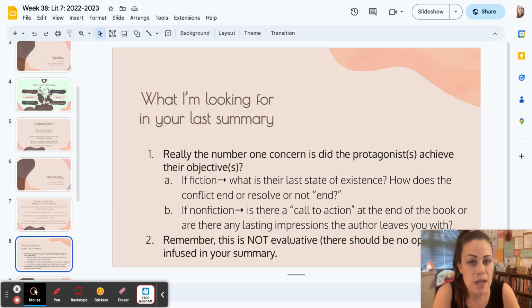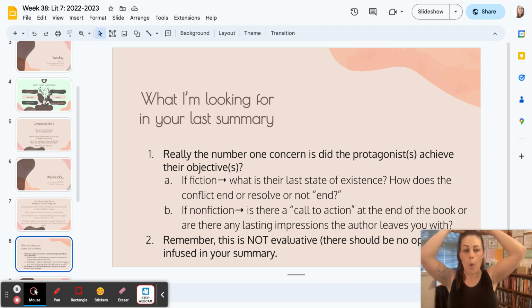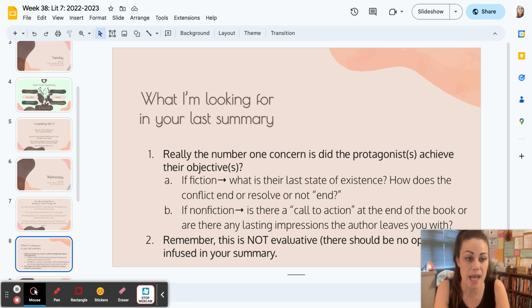To teach you and remind you about what I am looking for in your last summary, just in case it is not super clear: the number one concern is talking about whether the protagonist or protagonists of your book achieved their objectives. In the very beginning, usually when you start a book, you can sense what the someone wanted. If it's realistic fiction, for instance, what was their disruption to their life? Was their objective throughout the whole book just to not be disrupted by whatever's disrupting them, whether that's a character versus character conflict or a character versus self?